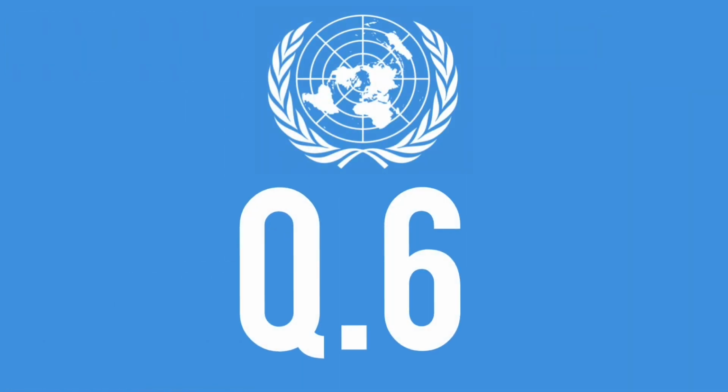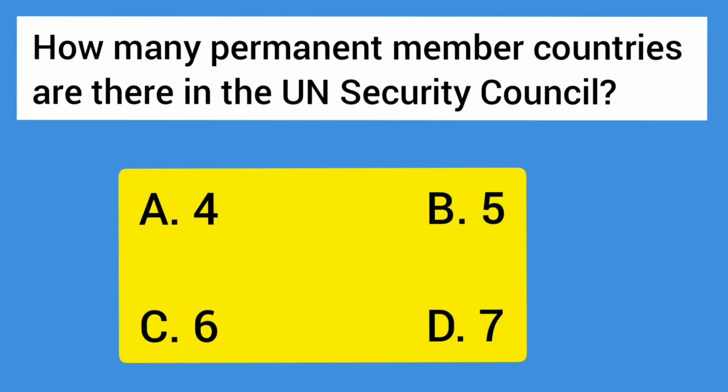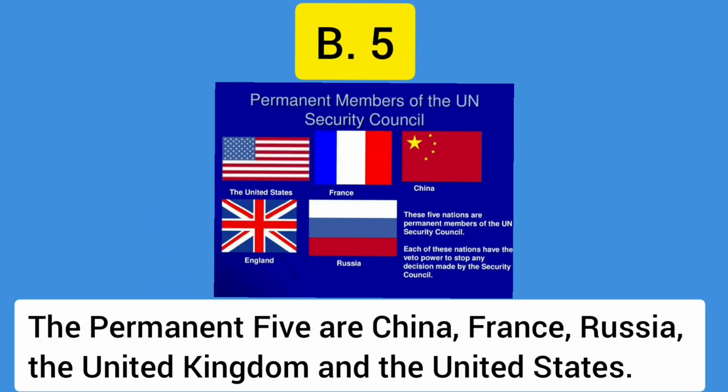Question 6. How many permanent member countries are there in the UN Security Council? A. 4, B. 5, C. 6, D. 7. The answer is B. 5. The permanent 5 are China, France, Russia, the United Kingdom, and the United States.